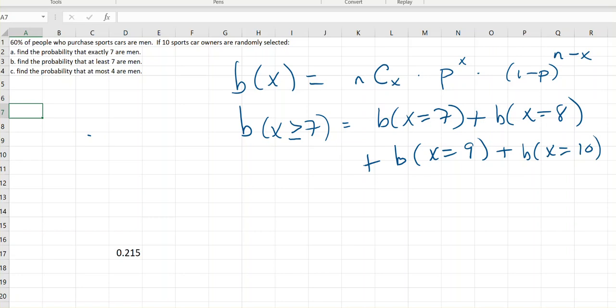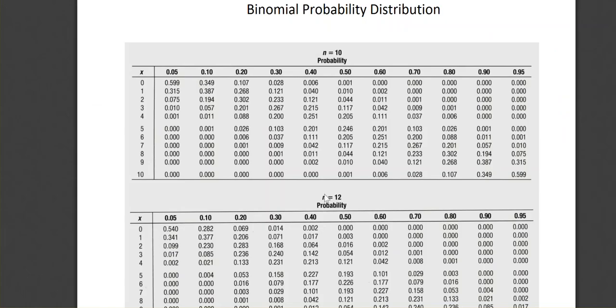So if we do this by the formula, which I'm not going to do, you put in for x equals 7, which we've computed. Then you need to calculate for x equals 8, just like we did before, x equals 9, and also x equals 10. You compute all of those and you add them all up. You can also look up the table, which looks like this. Here again, we're using n equals 10, and p equals 60, sorry. We want 7, which is 0.215. We want 8, which is 0.121. We want 9, which is 0.040, and we want 10, which is 0.006.